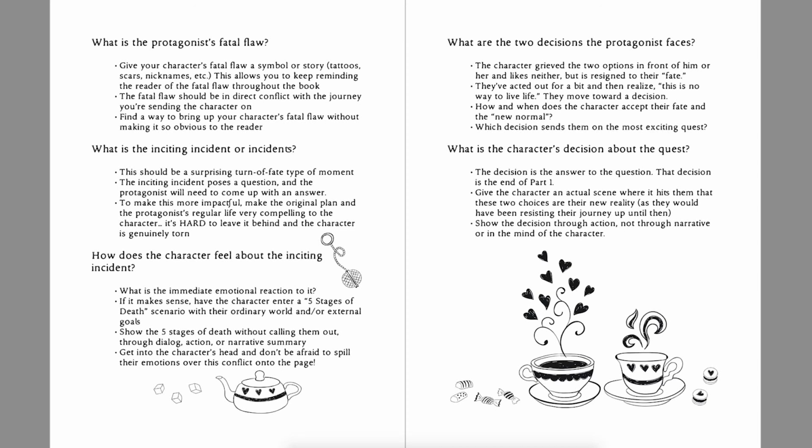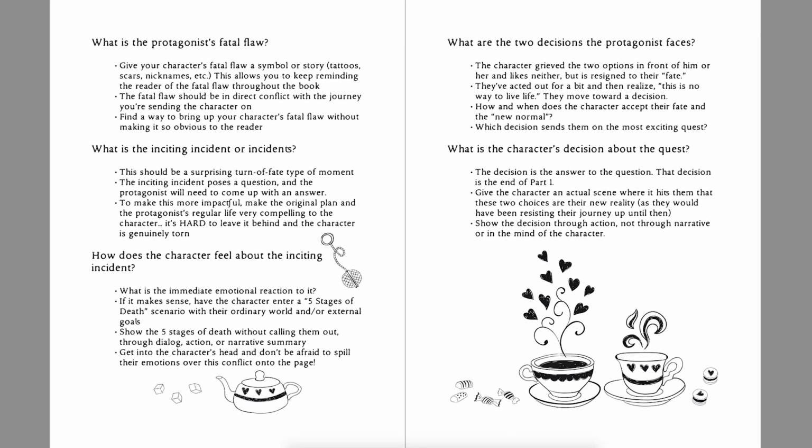Next is inciting incidents, and these are typically very surprising things that happen. For Katniss, her sister was chosen for the Hunger Games, and then she has to volunteer in her place. How does the character feel about the inciting incident? In the setup of the Hunger Games, Katniss does volunteer, and then after, she does have this emotional reaction to it. You see that unfold in the second chapter of the book.